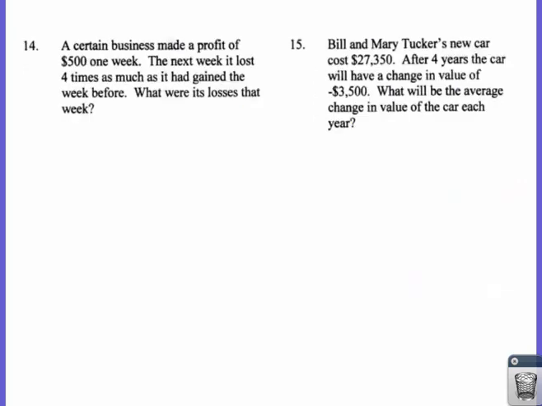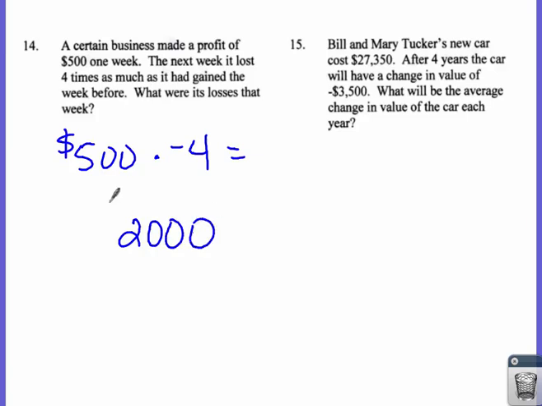Okay, last 2. A certain business made a profit of $500 one week. The next week it lost 4 times as much as it had gained the week before. What were its losses that week? Okay, well this one we had 500 one week, so we write $500. And we're going to, next week he lost 4 times that amount, so that's times negative 4, or 4 times negative 500, which would represent the loss. And now we just multiply those together. Well, 500 times 4 gives us 2,000. Okay, it's money, and we had 1 negative, so our answer is negative. So what were the losses? $2,000.